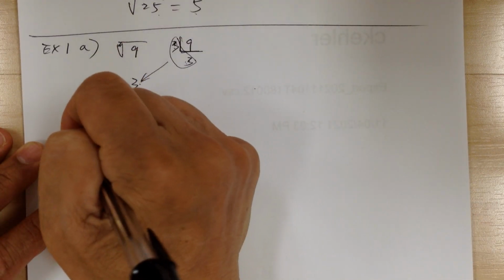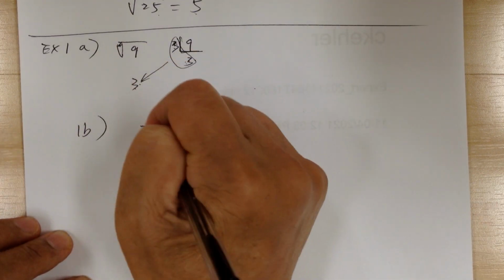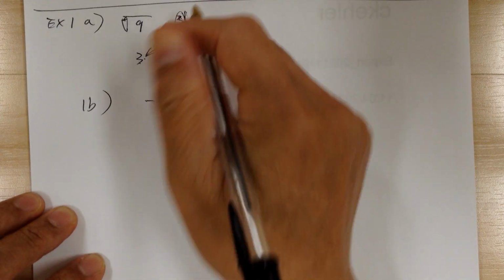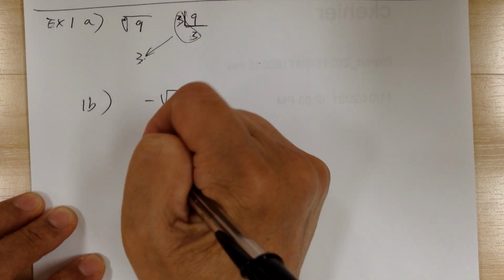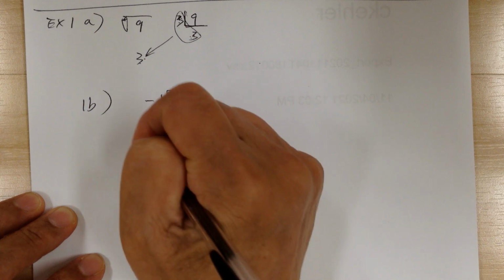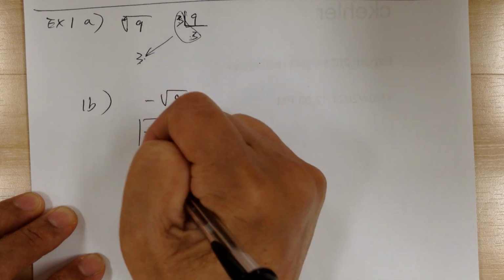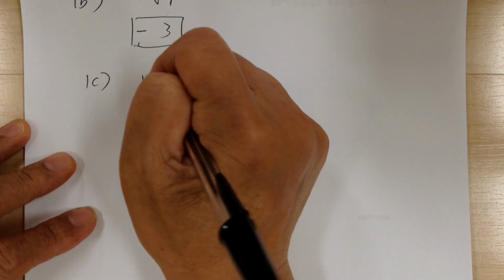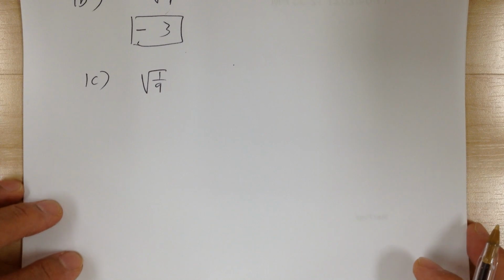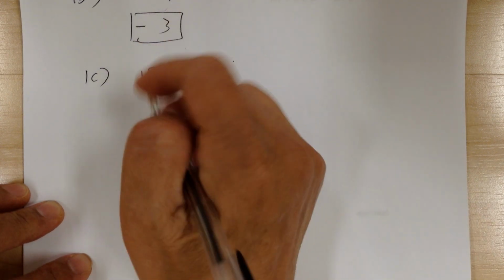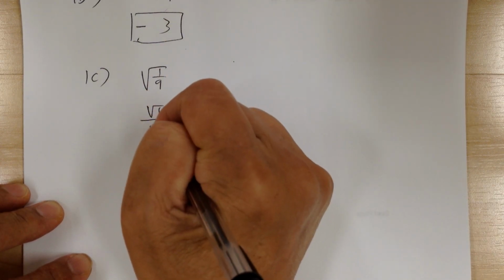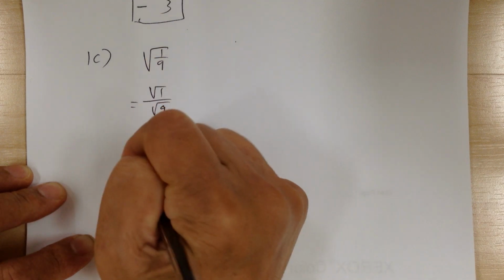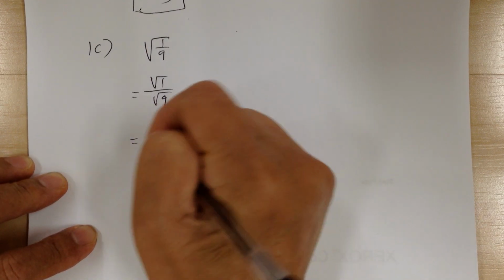Okay. So 1b, you got negative square root of 9. So from here, we know that this is equal to 3. So line it up. So this will be negative 3, and that will be the answer. Okay, 1c. You got square root of 1 over 9. Now what you do is, when you have a fraction, just separate the top from the bottom and do each part individually. And so this will be equal to 1 over 3.